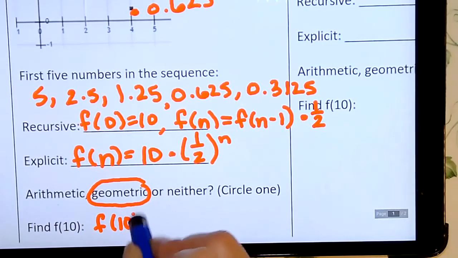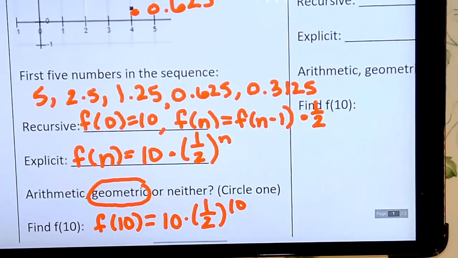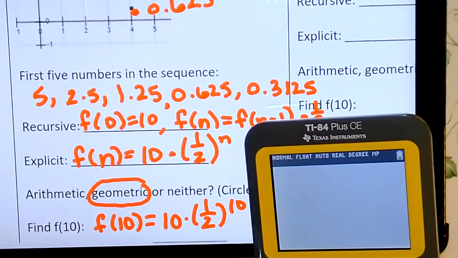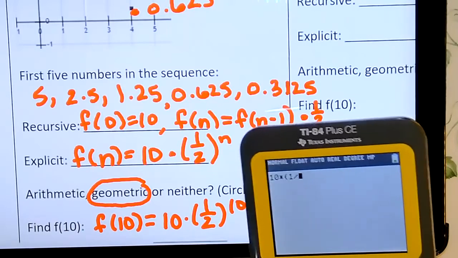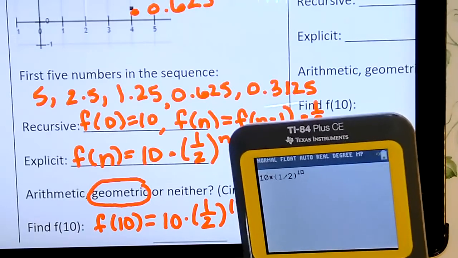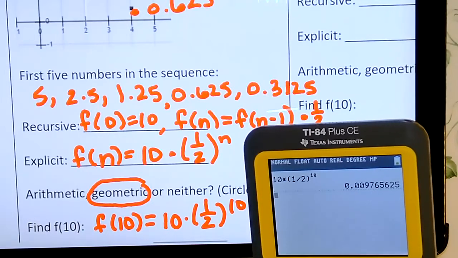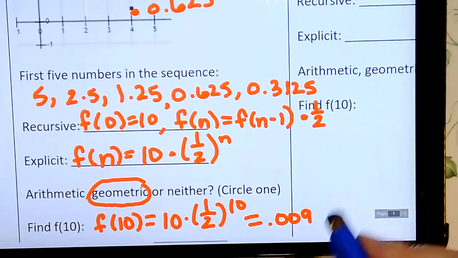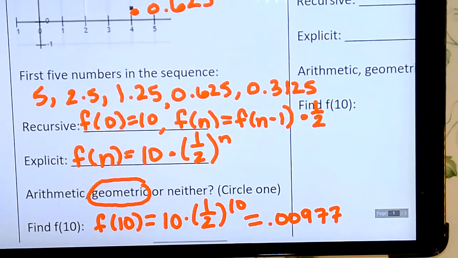And then they want us to find f of 10. So f of 10, I'm going to take 10 times 1/2 to the power 10. And let's see what we get. So 10 times 1/2 to the power 10. And I end up with 0.009765. So let's say about 0.009777, let's say. Okay, about.